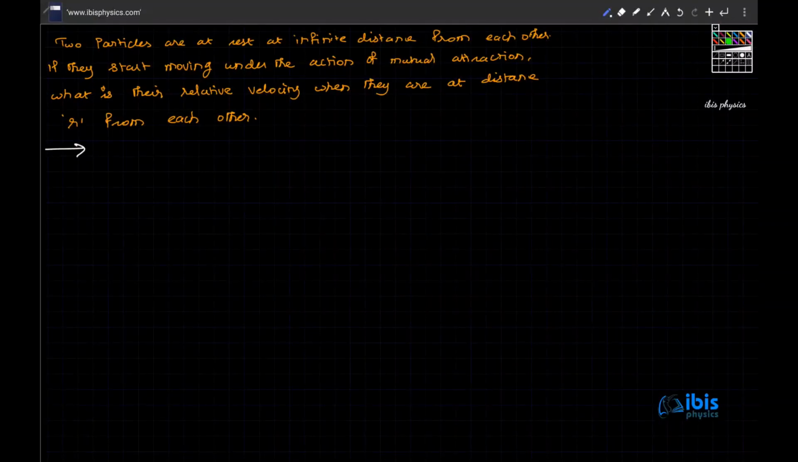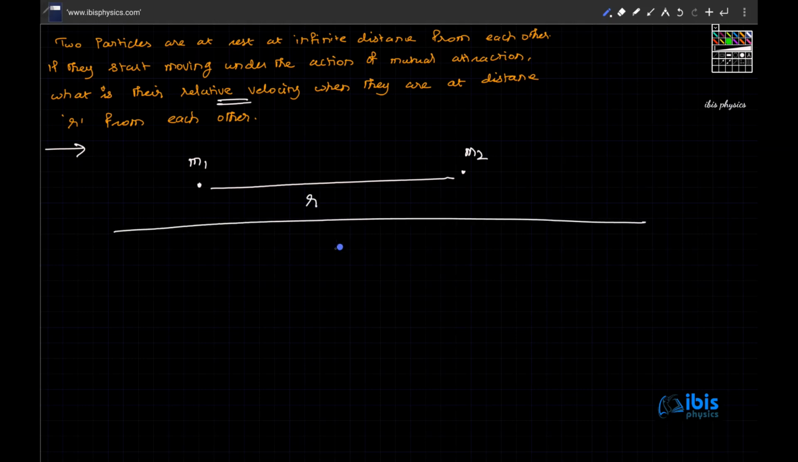In the previous video, we had calculated the relative velocity of a two particle system. So this is a second approach for that question. Suppose you have a two particle system, which is m1 and m2 separated by distance r. Originally, these two were separated by infinite distance. So m2 and m1 were separated by infinite distance.